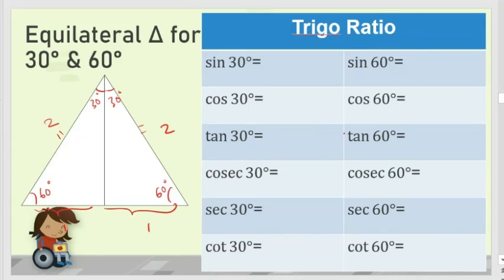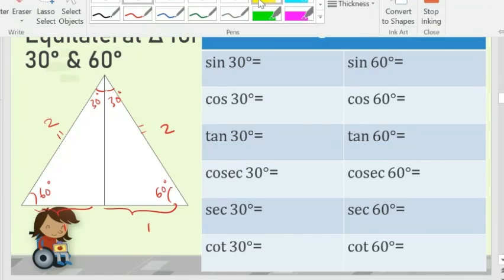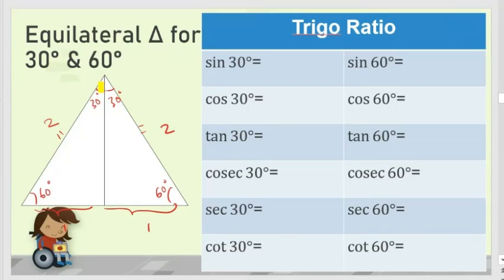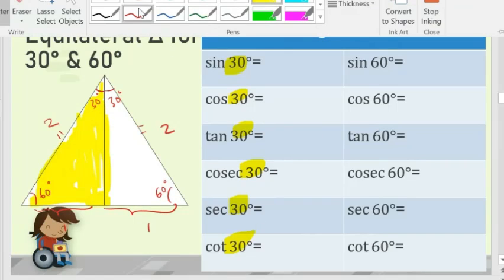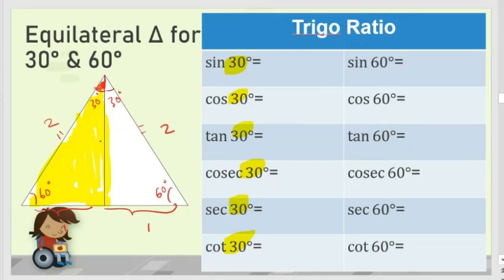First, we want to find the values for 30 degrees. We choose one triangle first, let's say this one, and look at the 30 degrees here only. Here 2 and 1. Then what is the value here? This is 90 degrees, and this is the hypotenuse. Here is 2 squared minus 1 squared, 4 minus 1, so it's square root 3.